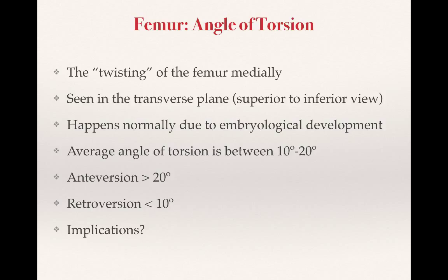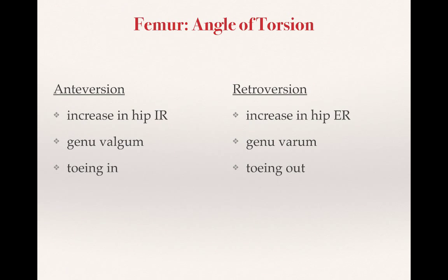Anteversion refers to an angle of torsion that is greater than 20 degrees, and retroversion less than 10 degrees. So what do you see as a difference with these two? With anteversion, you see an increase in hip internal rotation range of motion, and you also see a decrease in hip external rotation. At the knee, you see genu valgum, and at the feet, you actually see a toeing in because the femur being turned inward brings the entire foot with it, with the lower leg with it.